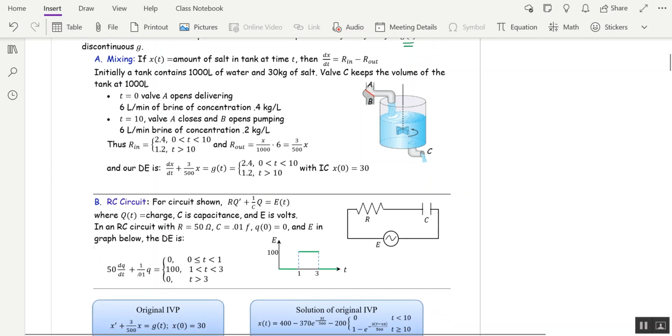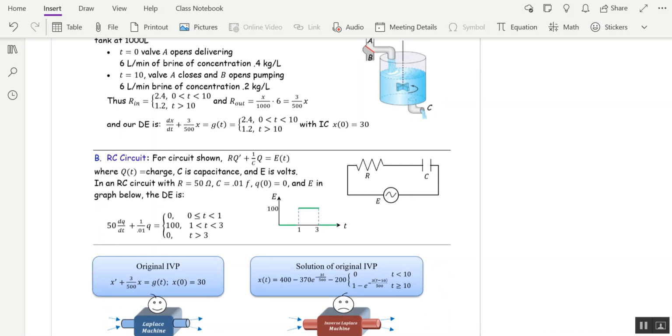And for circuits, using Kirchhoff's law, we have this differential equation for this RC circuit, but the electromotive force might be not continuous. So if it's a battery or if it's a switch, it's either going to be on or off. So in many electrical circuits, your driving function is not going to be continuous, and there's an example there.